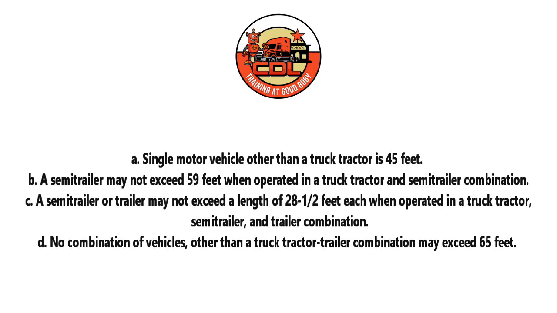A. A single motor vehicle other than a truck tractor is 45 feet. B. A semi-trailer may not exceed 59 feet when operated in a truck tractor and semi-trailer combination. C. A semi-trailer or trailer may not exceed a length of 28.5 feet each, when operated in a truck tractor, semi-trailer, and trailer combination. D. No combination of vehicles, other than a truck tractor trailer combination, may exceed 65 feet.